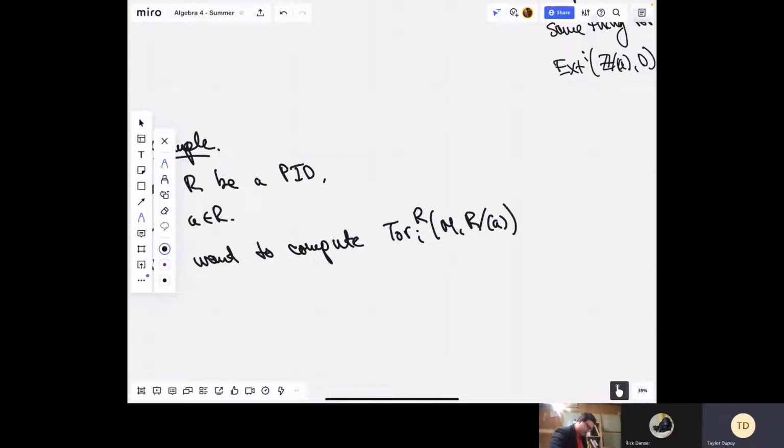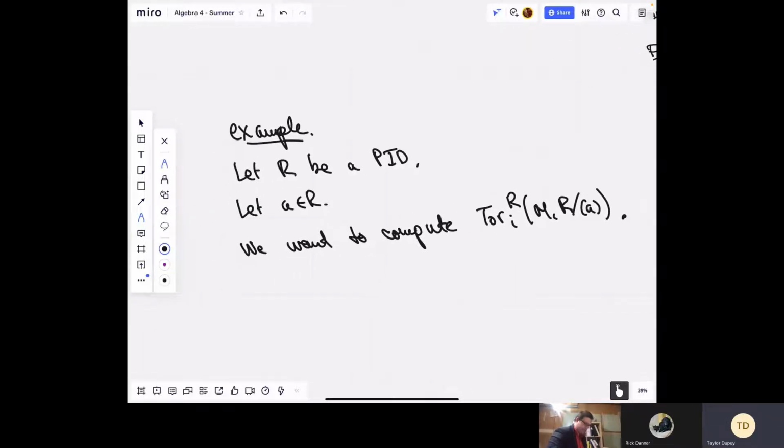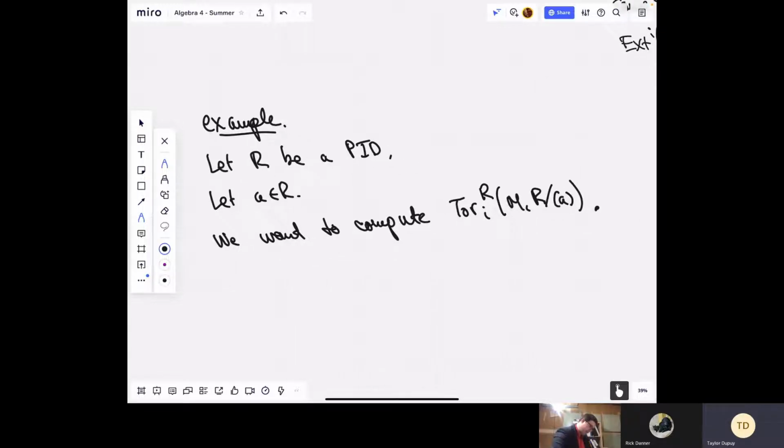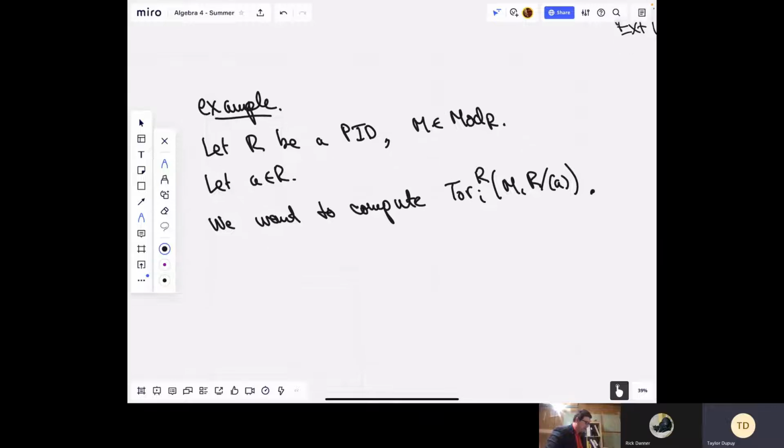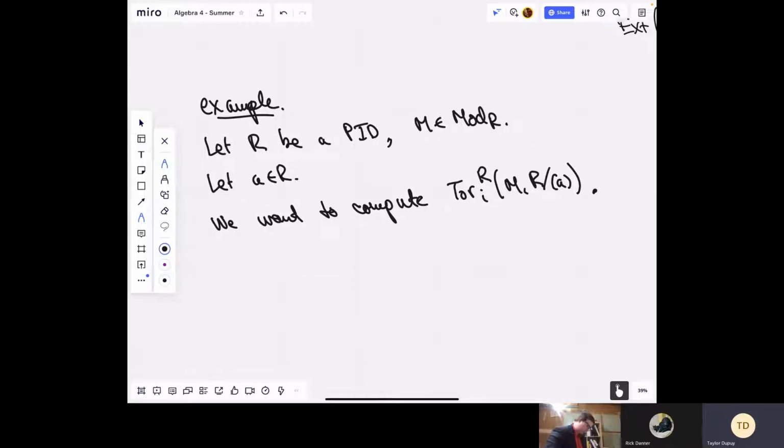This is going to be the torsion, the A-torsion in M. Okay, and so M is going to be an R module. Okay, so let's just compute it. So to compute this one, we need a projective resolution.